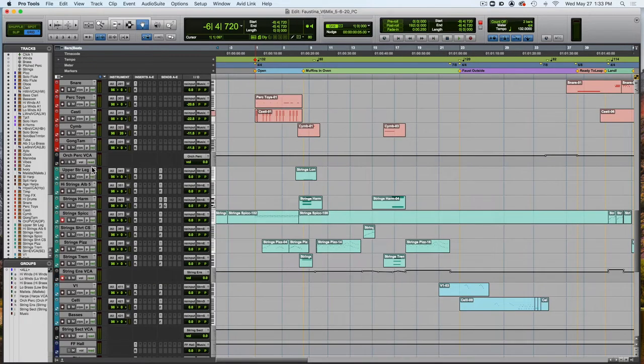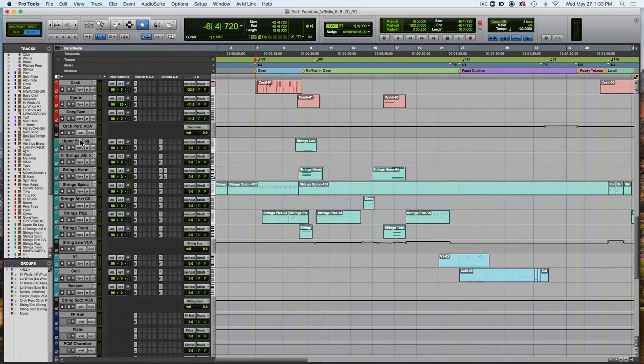Now, one thing that you'll notice for the strings is in this piece, I'm using all section strings except for celli and basses. And why is that? I had to turn this out really fast. I really had two days to write this whole piece. It had to be done, had to be out the door. So for me to individually play all the parts in after I write it and do all the editing work and everything, I just didn't have time to do that. Again, like I said, it sounds pretty good.